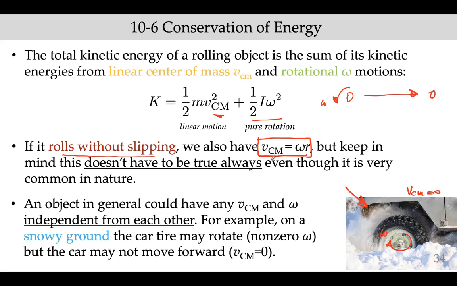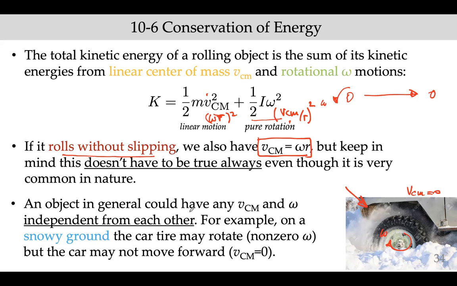But what happens if you have this relation? Well, what happens is, now instead of VCM, you can write omega r squared here. So everything will be in terms of omega, or instead of omega, you can write VCM divided by r squared. So everything then will be in terms of VCM. So you can reduce it to one variable.